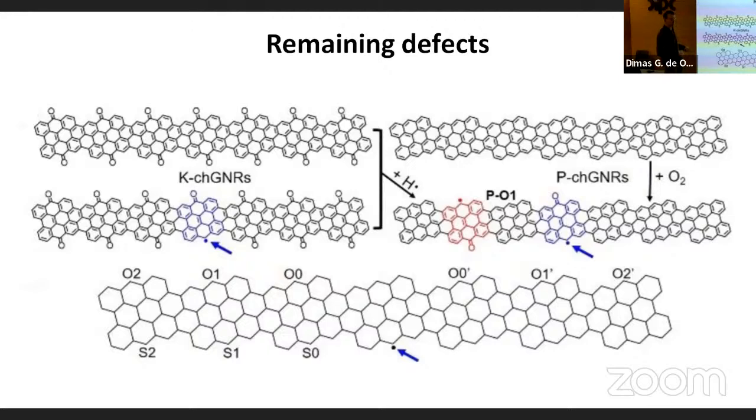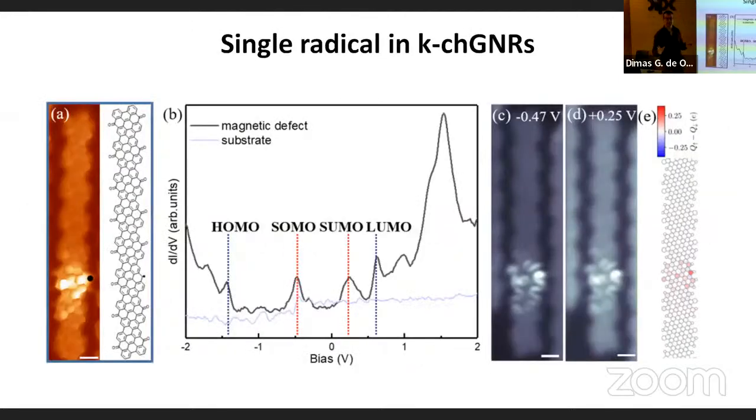We have chiral ribbons, so one side and the other side could be different. They can be on opposite sides or on the same side. So this is somehow all these kinds of structures that we paid attention to. And then we start, first of all, characterizing a single defect. So this is a ketone functionalized ribbon in which there is one of these ketones missing here.